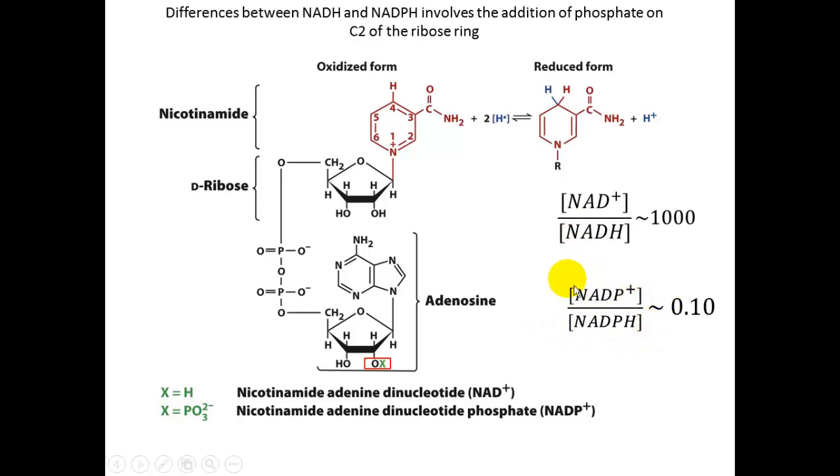Not so when you compare it to the phosphorylated form of the cofactor. The NADP+ oxidized form, its ratio to the fully reduced NADPH is about 0.1. So actually it's a 1 to 10 ratio. For every 1 molecule of NADP+, you'll get 10 molecules that are in NADPH form. So different ratios and really different functionalities. These are not interchangeable. The cytoplasmic pool has different concentrations of each of these cofactors.